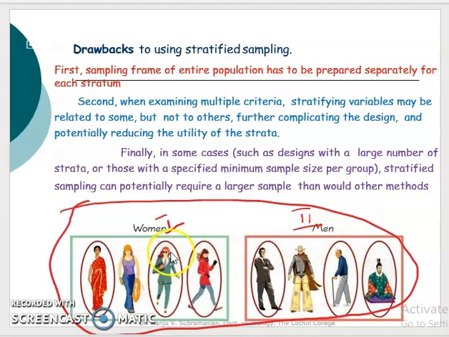The sampling frame of the entire population is first separated for each stratum. So I'm dividing the individuals, the women, into one stratum and the men into another stratum. Then again, if I want to divide the women, from this stratum I can form subgroups like working women and non-working women, and accordingly the men also I can divide. Then based upon the age group also I can divide. So these are the different criteria based upon which the individuals are classified. That classification is called a stratum.